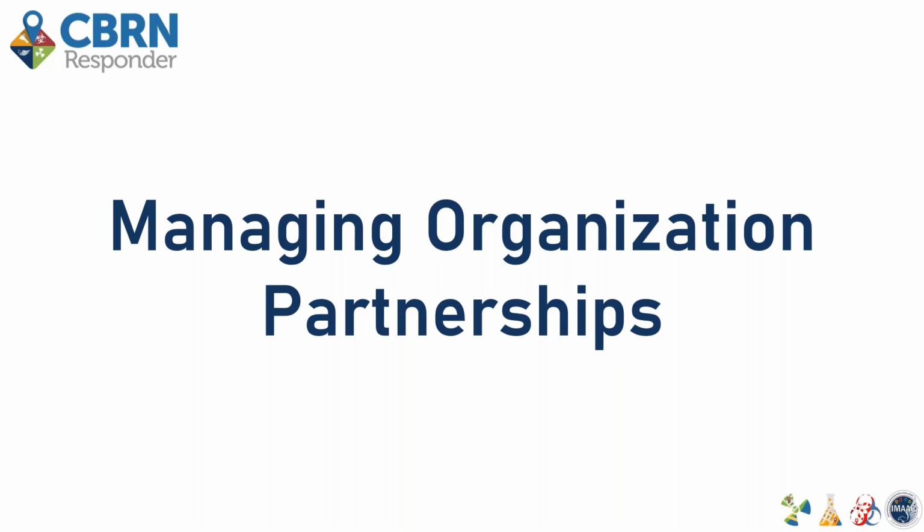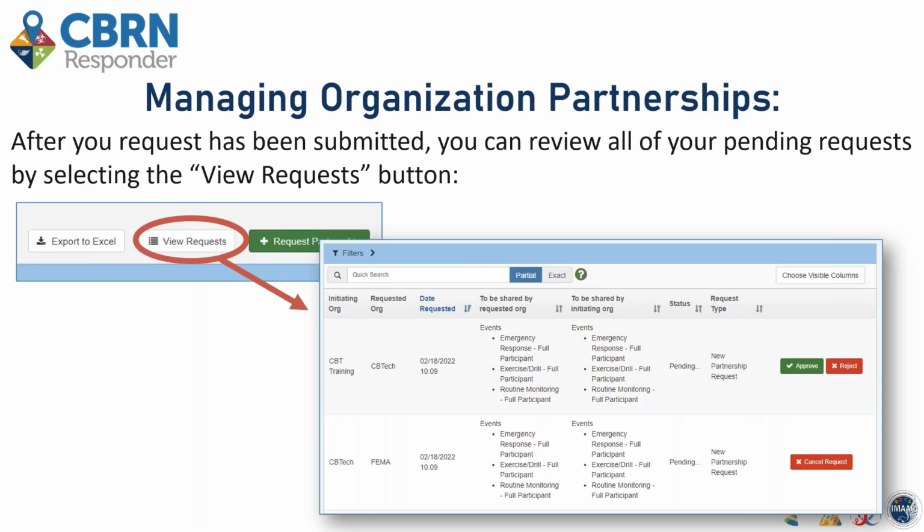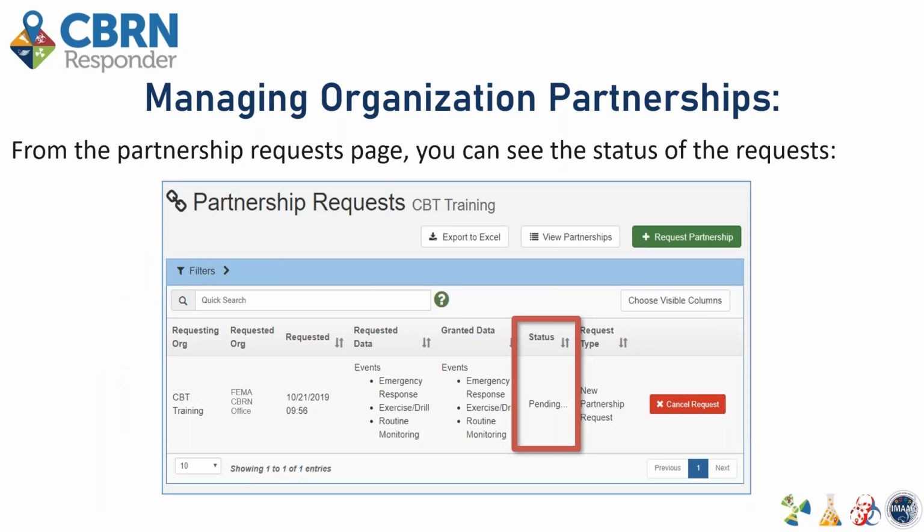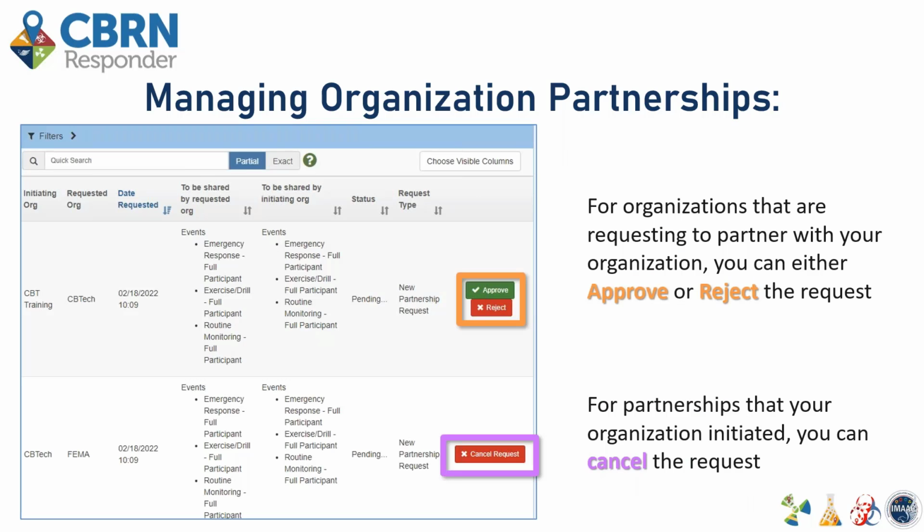Now we'll talk a little bit about managing your organization partnerships. After you submit a request, you can view all of your pending partnership requests by selecting the View Request button from the main partnerships page. You can also see any pending partnership requests that you have to review from the organization dashboard. From the partnership request page, you can see the status of the requests. For organizations that are requesting to partner with you, you can either approve or reject the request. And for partnerships that your organization has initiated, you can choose to cancel the request at any time.